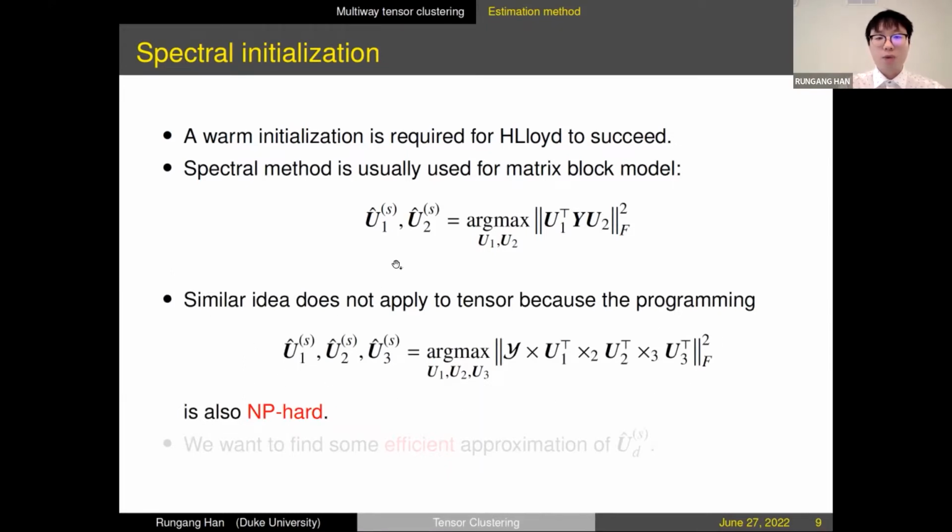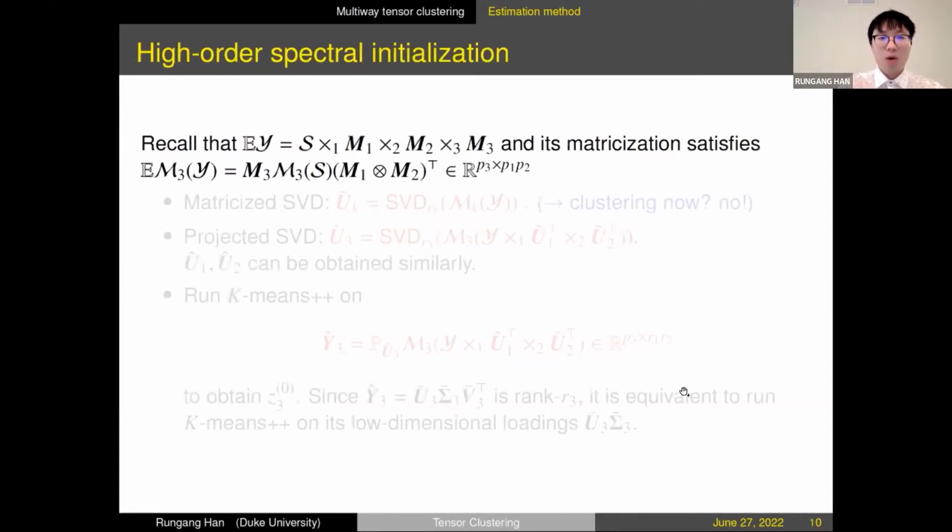It's not like a matrix, where you can just do the SVD. This programming is NP-hard in general. As a surrogate, we just want to find some efficient approximation of this U_k hat. And this comes to our idea of high-order spectral initialization.